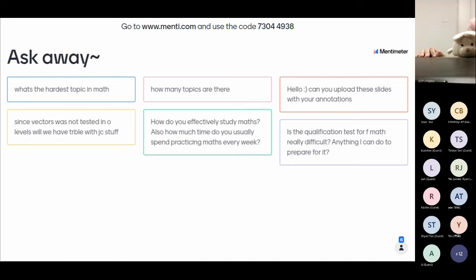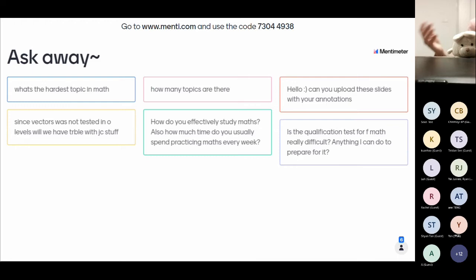Qualification test for FM. Okay, I really hate to say this. I didn't take the qualification test for FM for my year because they didn't give it to us. Anything I can do to prepare for it, I would say is that, difficulty-wise, they test not so much your current knowledge, but your ability to tackle challenging questions and showcase that logical thinking. My advice for the qualification test in FMF: go through with what you know and then think of it logically, right? It's going to be slightly abstract and slightly novel, actually probably very novel for you.